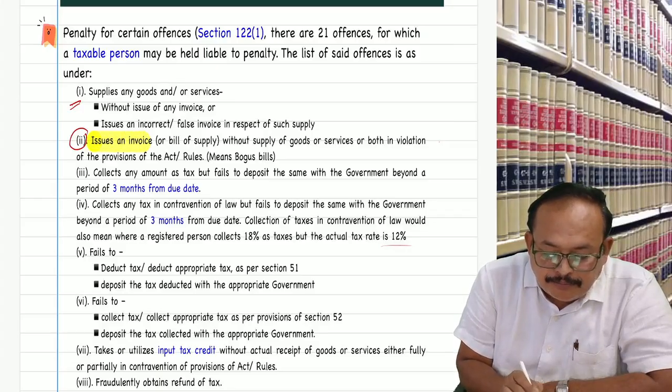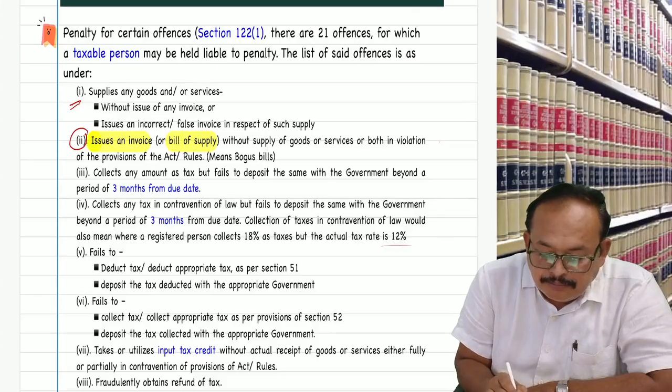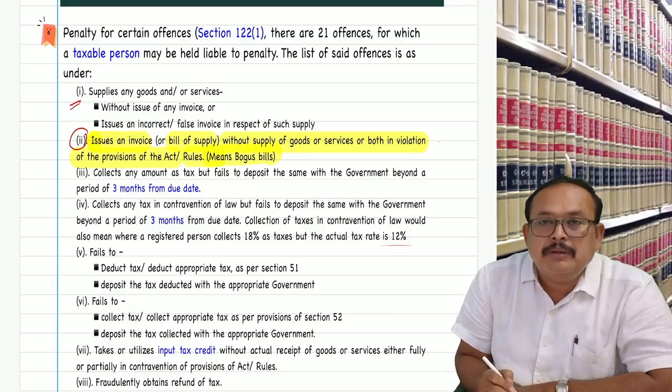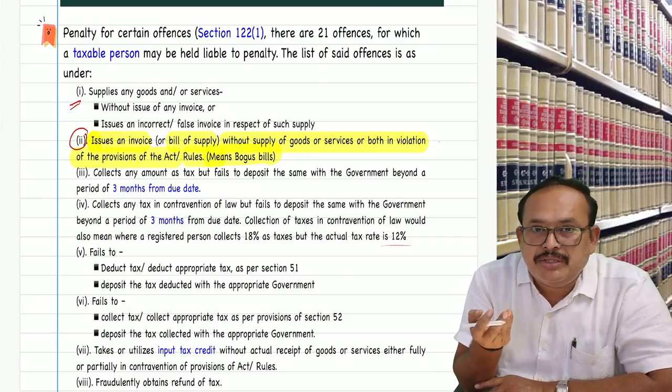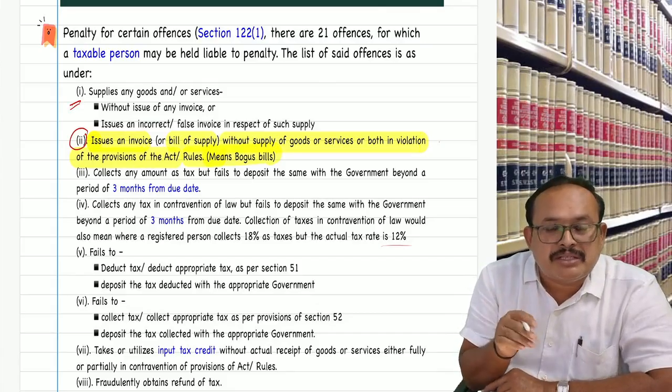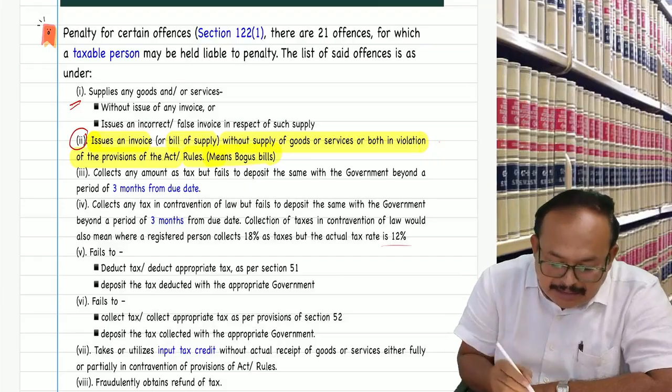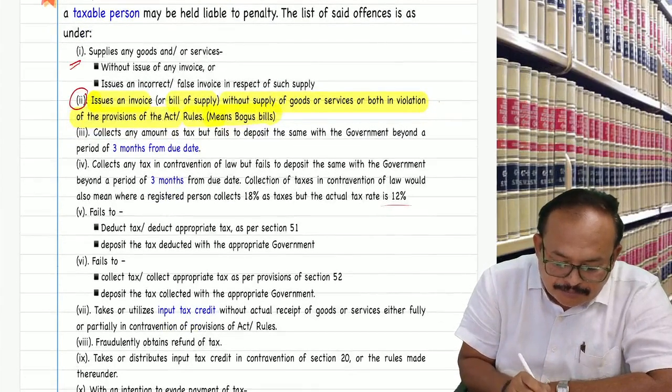Issues an invoice or a bill of supply without supply of goods or services, or both, in violation of the provisions of the act or rules, meaning bogus bills. Issue of the invoice without supply of goods or services: section 122(1) clause 2. Is it clear? Then clause 7.